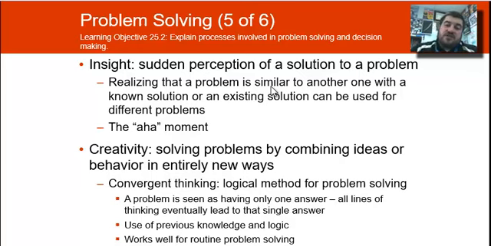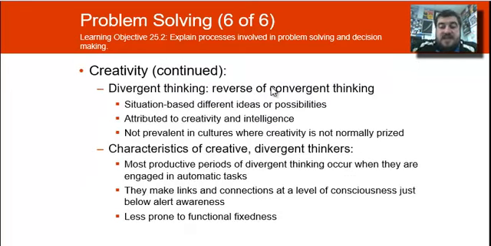And then during creativity, sometimes we can solve problems by combining ideas or behavior. There's two different ways to do this. There's convergent thinking and divergent thinking. Convergent thinking is taking all the available information and coming together for one probable solution, one answer to the problem. It uses the previous knowledge and logic of the subject, and it works well for any routine problem solving that you may have. Divergent thinking is the reverse.